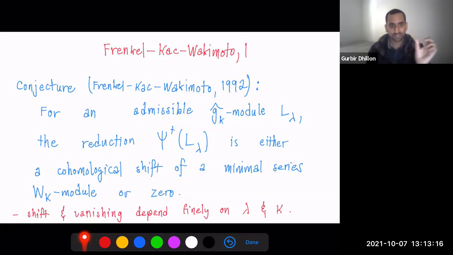So it takes some amount of time to even say what their guess was. Okay, so that was their conjecture for how to extend this KPZ thing to higher rank groups.